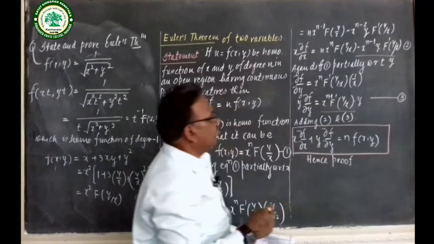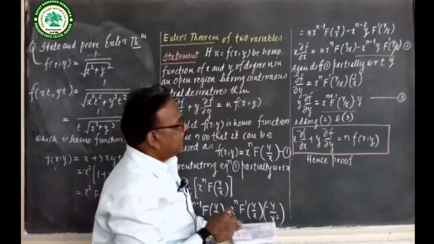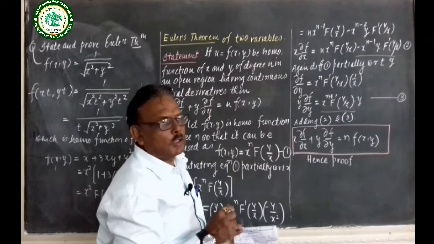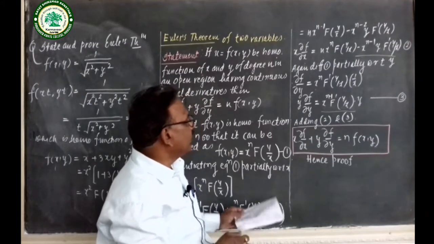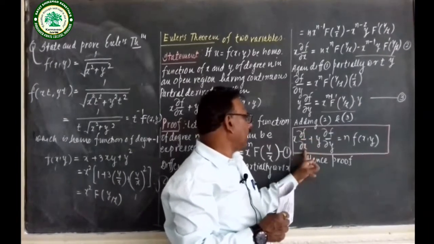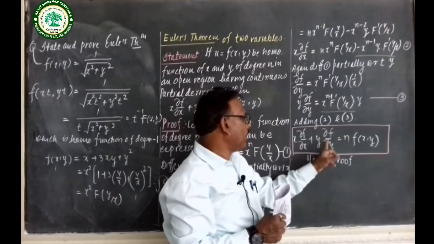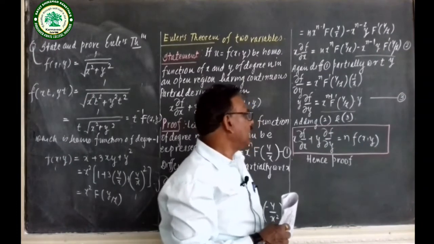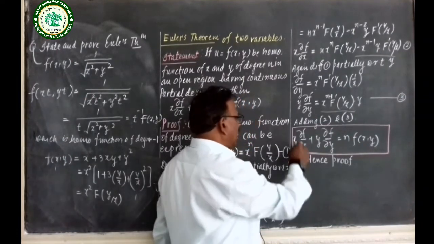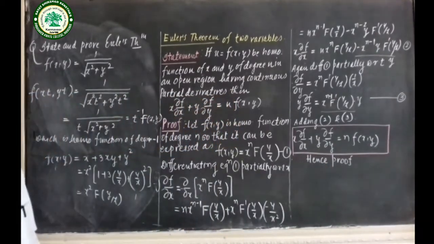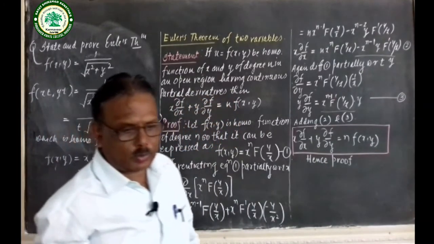Therefore, while you are taking the addition of corresponding sides of equations 2 and 3, it will be x into del f by del x plus y into del f by del y, which is equal to n into f(x,y), and that is your standard result. Therefore it is proved, hence the proof of Euler's theorem.